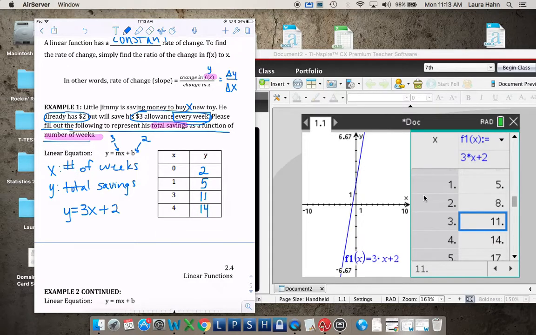So remember, you can graph and open your table, or you can plug in your x values. So 3 times 0 plus 2 gives you the 2. Or when x is 1, 3 times 1 plus 2 gives you 5. When x is 3, 3 times 3 plus 2 gives you the 11. So you can either plug in your x value and calculate your y, or you can go graph it and open the table. Either one works for me.